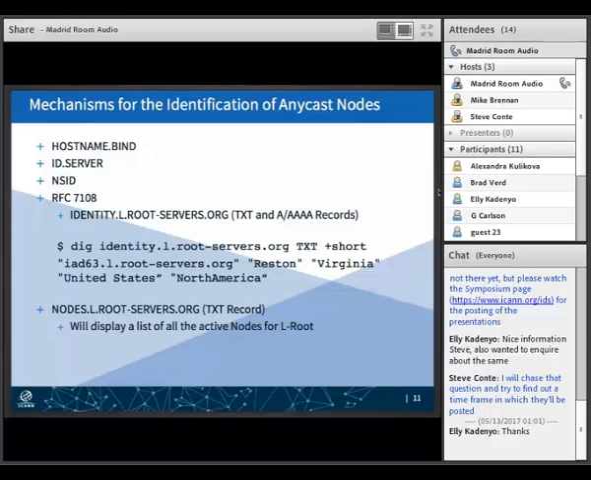So if you ask for a TXT record for identity.l.root-servers.org, you can get information about the server that is close to you. And if you do a dig query to nodes.l.root-servers.org for the TXT record, you will get a list of all the active nodes that we are currently serving.